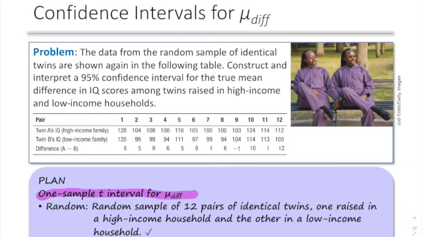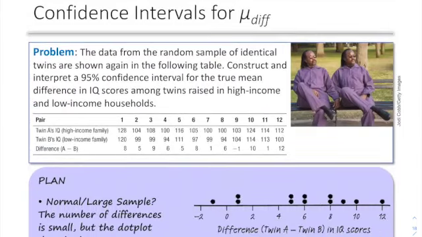We had a random sample of 12 pairs of identical twins, and we can assume 12 is less than 10% of all pairs of identical twins raised in separate households. It is a small sample, so we do have to graph, but it does not show any strong skewness or outliers.